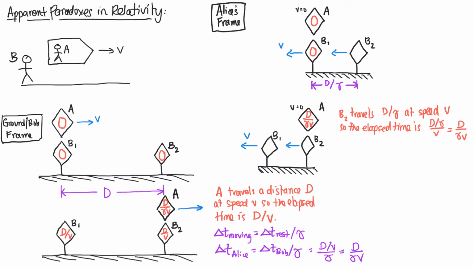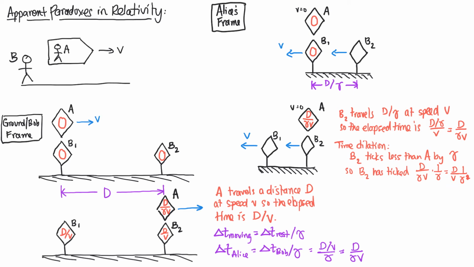But the claim is that in Alice's frame, B2 is a moving clock, so it's going to tick less than A has ticked. Indeed, by time dilation, B2 will tick less than A by a factor of gamma. A has ticked d over gamma v, so B will have ticked d over gamma squared v.